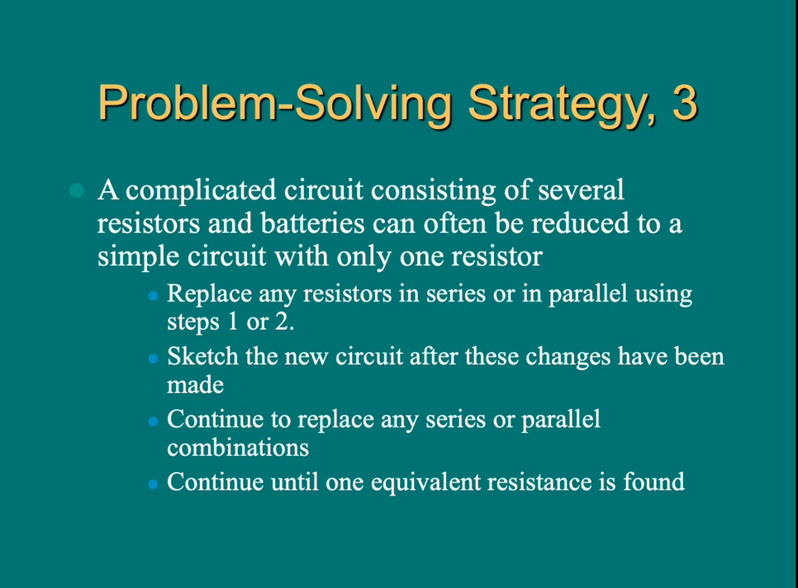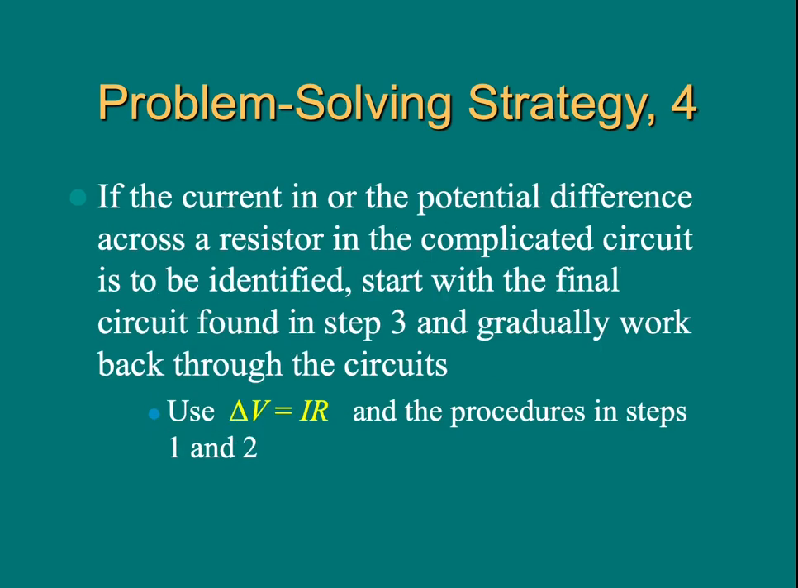A complicated circuit consisting of several resistors and batteries can often be simplified, reduced to a simple circuit with only one equivalent resistor. If the current in or the potential difference across a resistor in the complex circuit is to be identified, start with the final circuit found for the equivalent resistance and gradually work back to find the individual potential and current through each resistor.